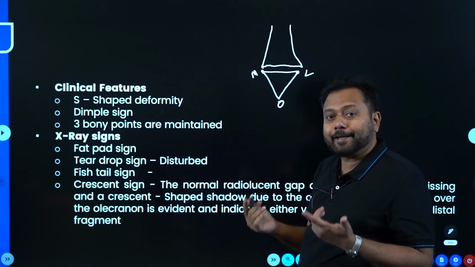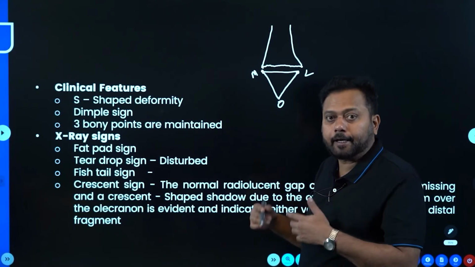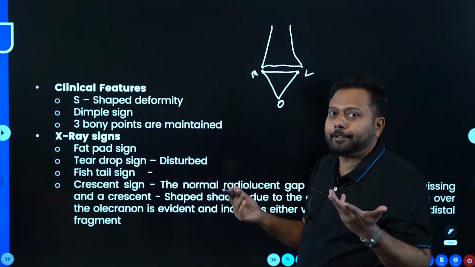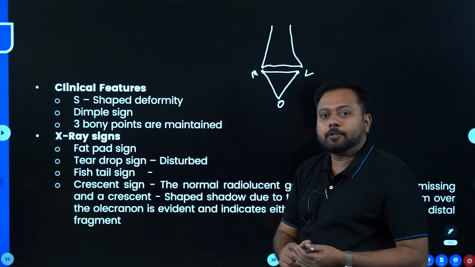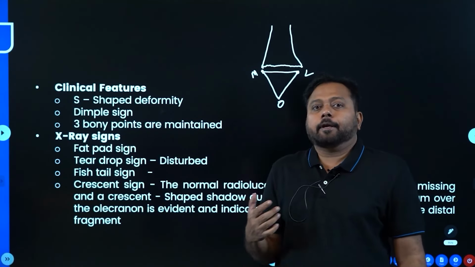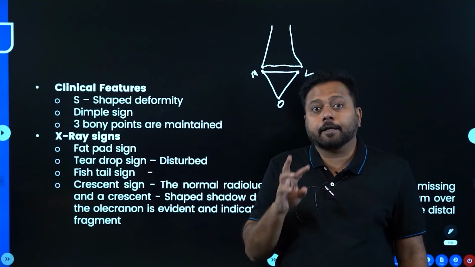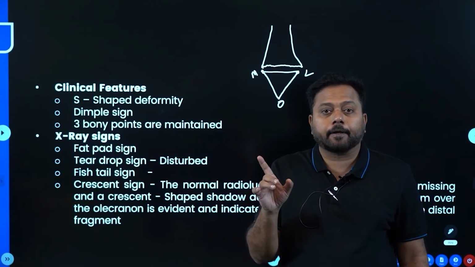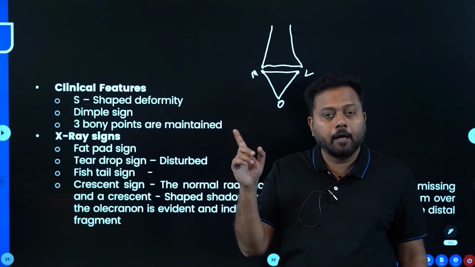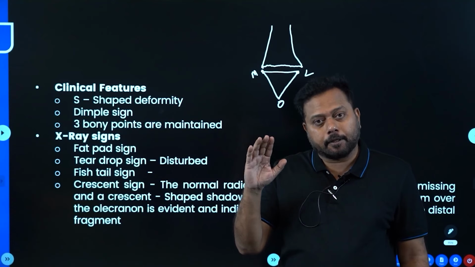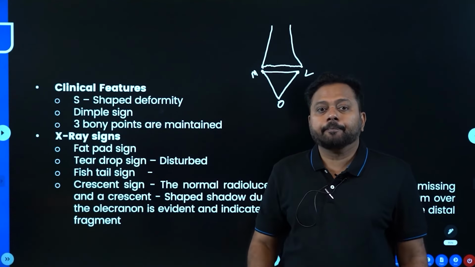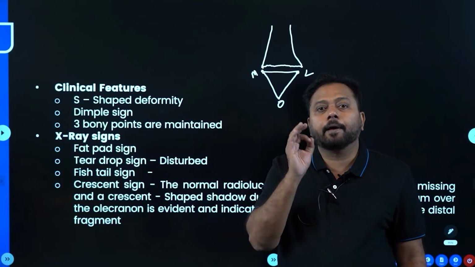Suppose the same thing is an elbow dislocation, which we are going to see in the next topic. In elbow dislocation, this triangle is totally altered. So that is the difference. In an MCQ, in a clinically based question, if they say the three bony points are not maintained, then it is not a supracondylar fracture. That could be an elbow dislocation or some other lateral condyle fracture. The next topic I'll teach you that. So if it is a supracondylar fracture, the three bony points should be well maintained.